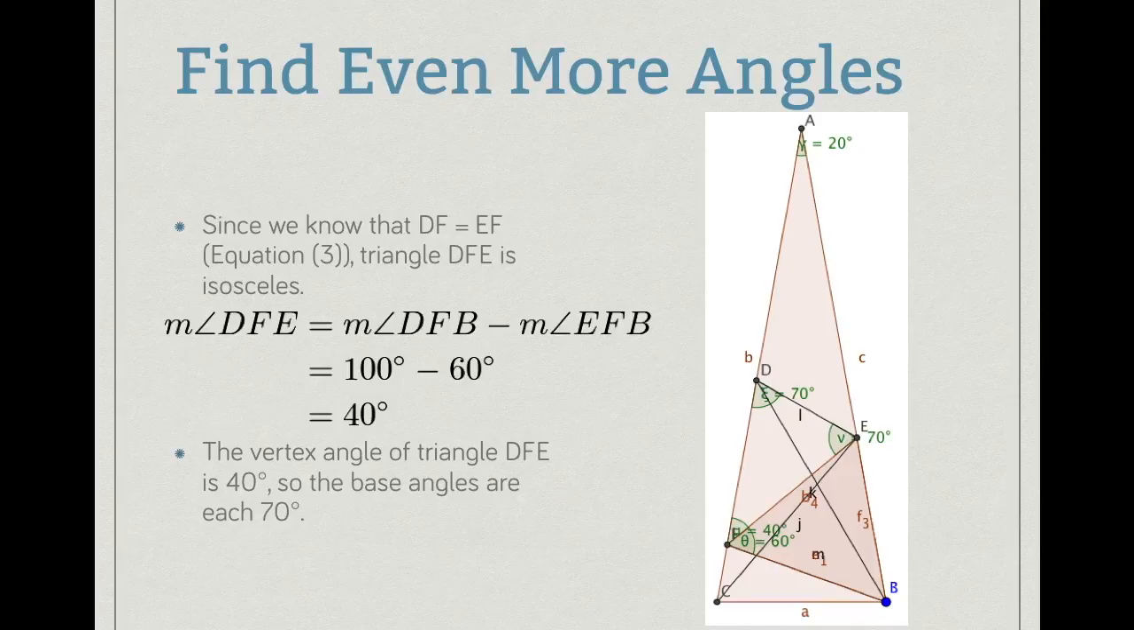Now let's find even more angles. Since we know that segment DF is congruent to segment EF from equation 3, triangle DFE is an isosceles triangle with vertex angle DFE, which after doing the math, we find is 40 degrees. The vertex angle of triangle DFE is 40 degrees, so the base angles must be 70 degrees each. Now we know that one of the base angles has angle EDB in it. That's what we want. So let's see if we can build a linear equation.